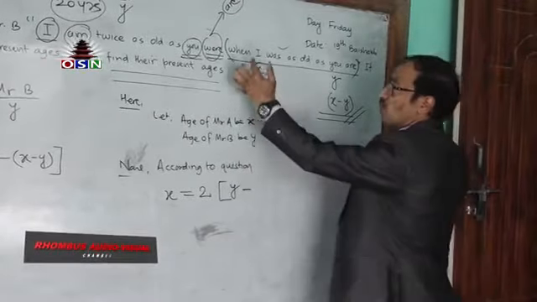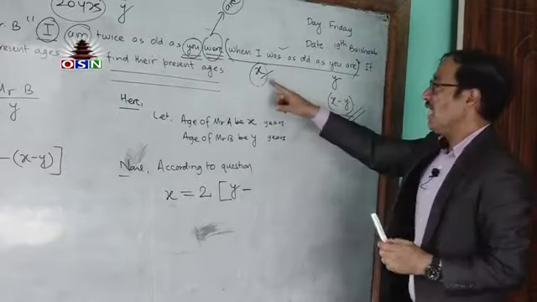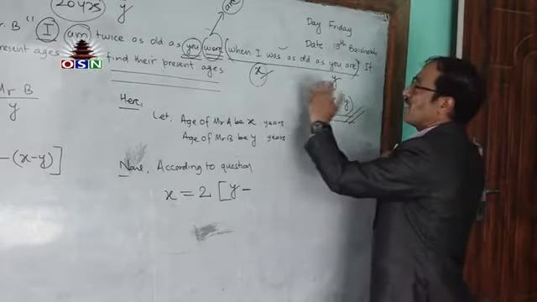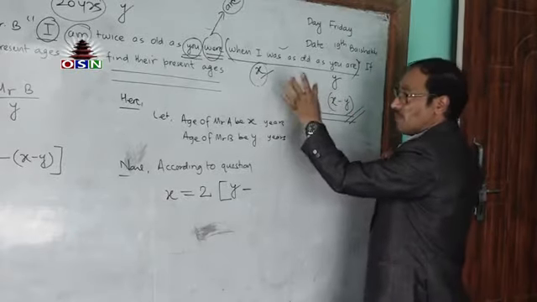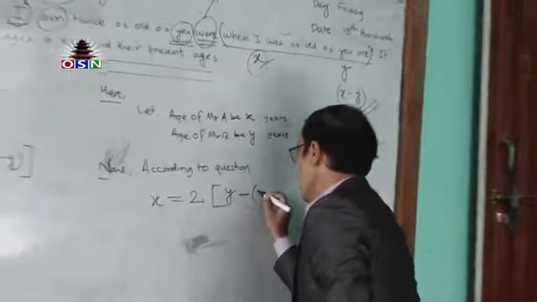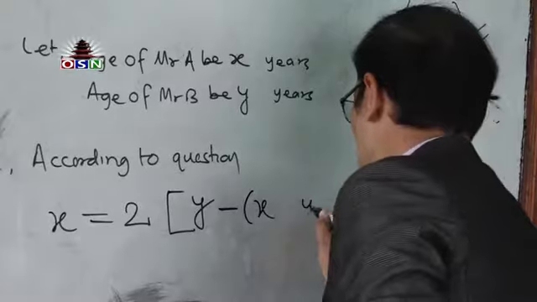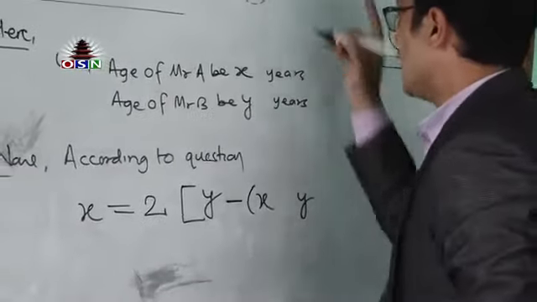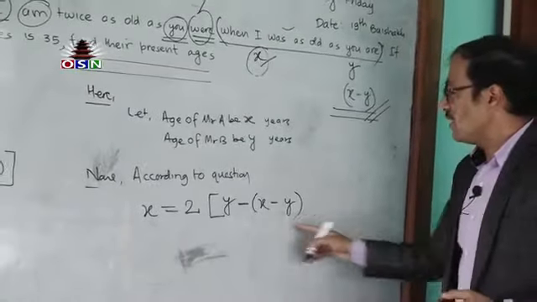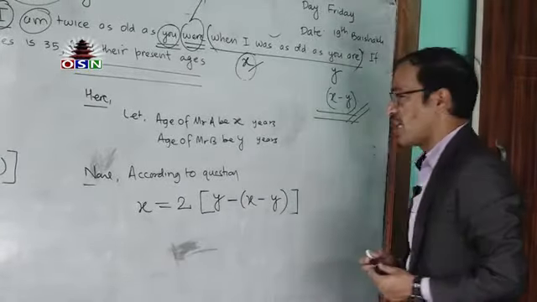It is said that when I was as old as you are means he is going to indicate the time difference, the age difference of them. What is the age difference that you have to find first? So here, Mr. A is X years and Mr. B is Y years. So this statement is going to state the time period that is indicated by the age difference of Mr. A and Mr. B. So we are going to subtract like this.